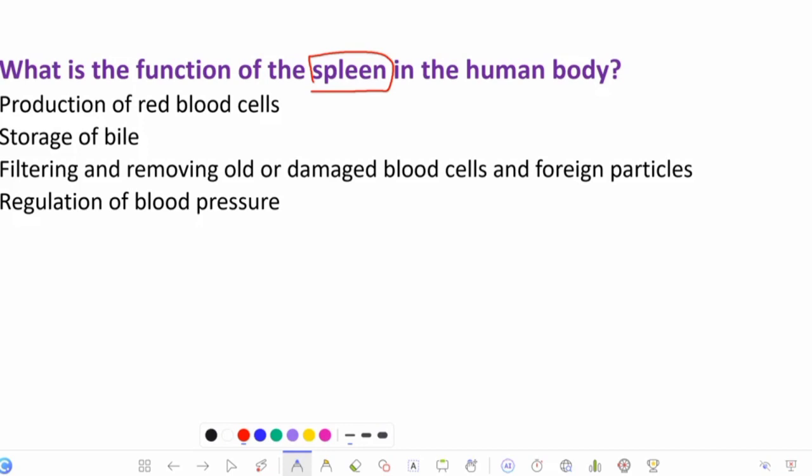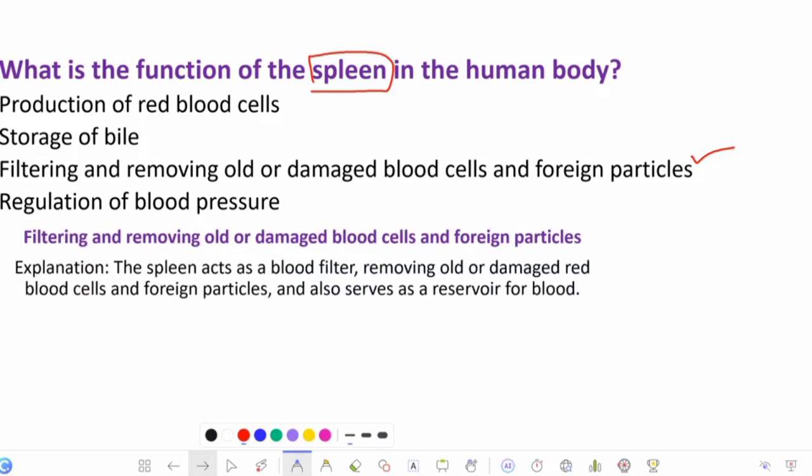So production of the red blood cells, storage of bile, filtering and removing all the damaged blood cells and foreign particles, regulation of the blood pressure. So the correct option is filtering and removing all our damaged blood cells and foreign particles. Let's see the explanation. The spleen acts as a blood filter.